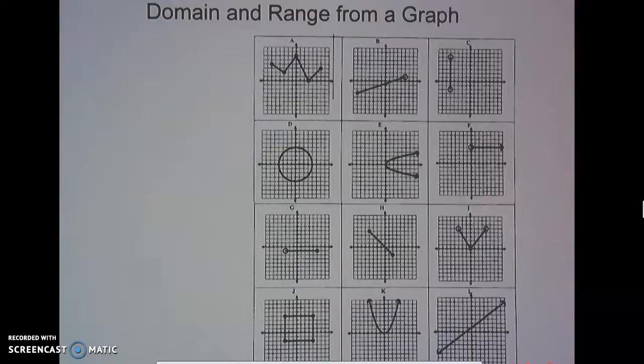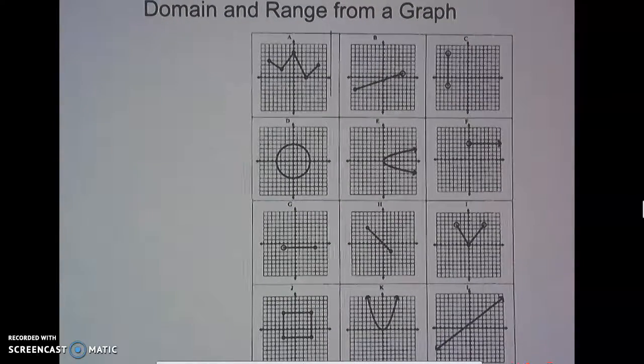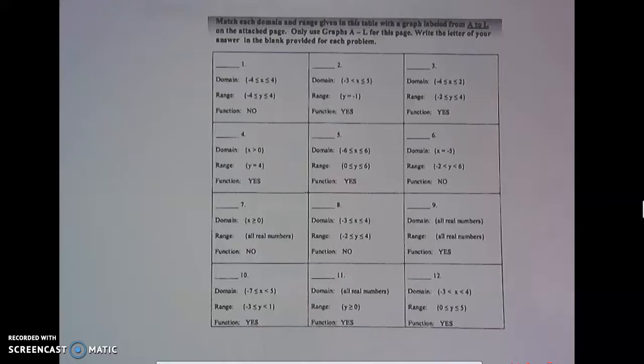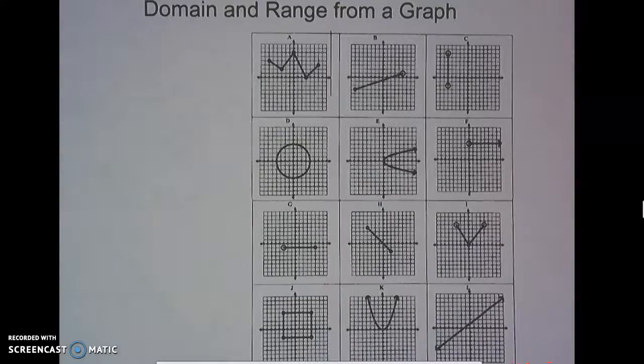Today we're going to be working on finding domain and range from a graph. So we've got lots of different options of things here to look at. There's 12 different graphs, and on the other side of your paper is going to be this information giving us answers for things where it's a matching, but we're going to talk about a few things here first before we look into those answers.